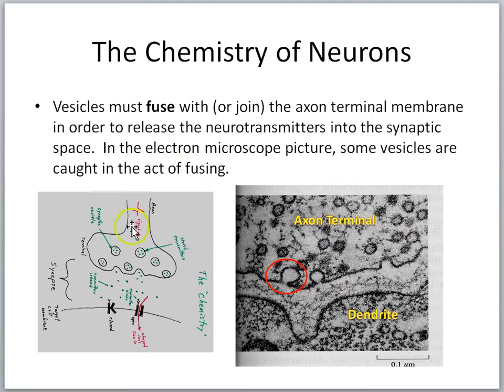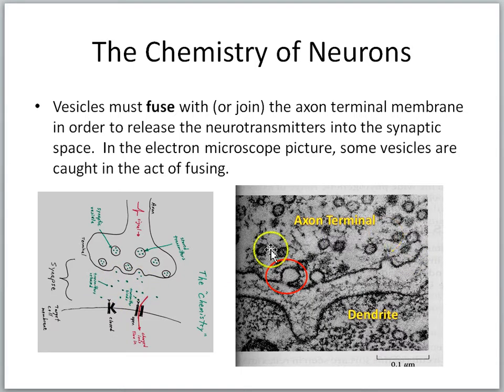So over here on the left, this is our cartoon. Here again we have the synaptic terminal. We've got these chambers, these vesicles, and then the little green things would be the chemicals, the neurotransmitters. So what needs to happen is that these vesicles have to fuse with the membrane of the terminal here, so that the contents of the vesicles, the chemicals, the neurotransmitters, can be dumped out into the synaptic space.